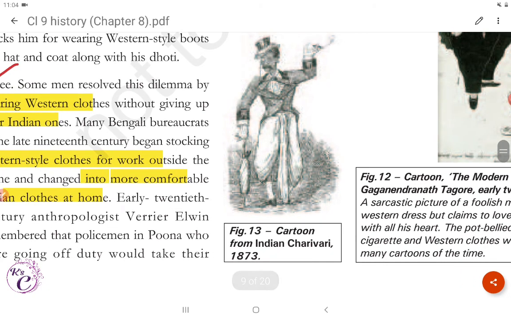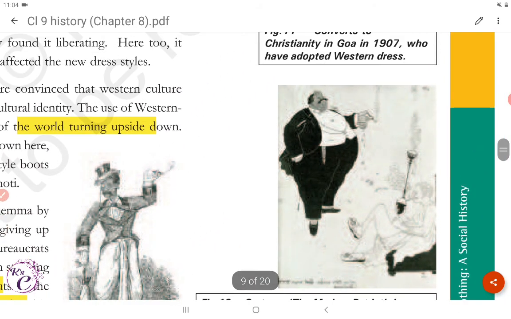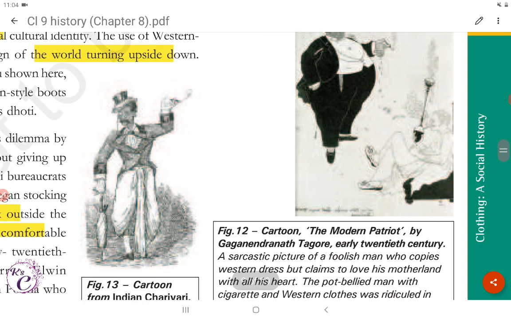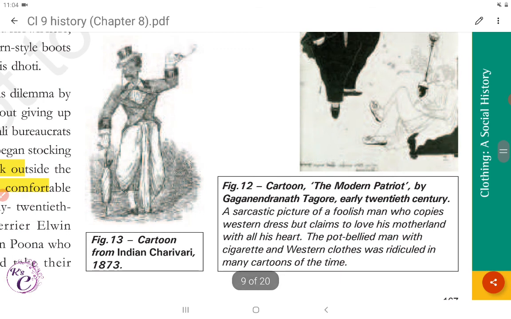Here is figure 13, a cartoon from Indian Charivari, 1873. So it's a cartoon. Then we have another figure, figure 12, the cartoon The Modern Patriot by Gaganendranath Tagore, early 20th century. A sarcastic picture of a foolish man who copies Western dress but claims to love his motherland with all his heart. The pot-bellied man with cigarette and Western clothes was ridiculed in many cartoons of the time.